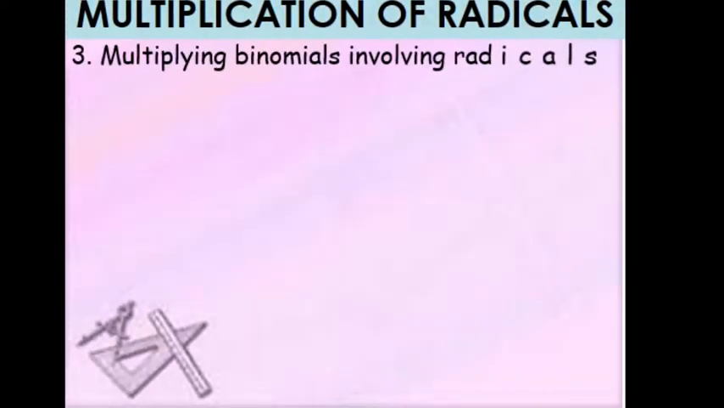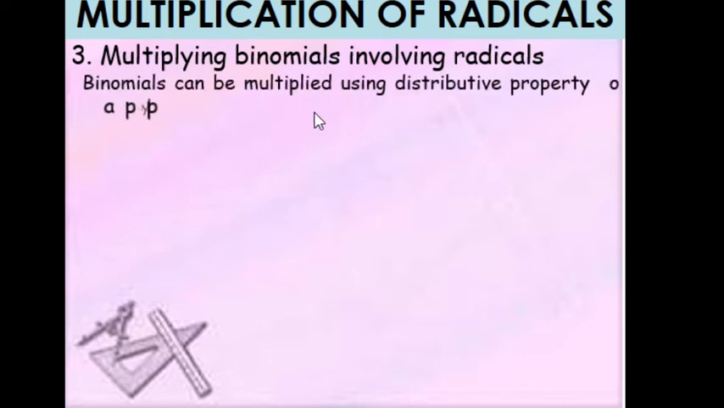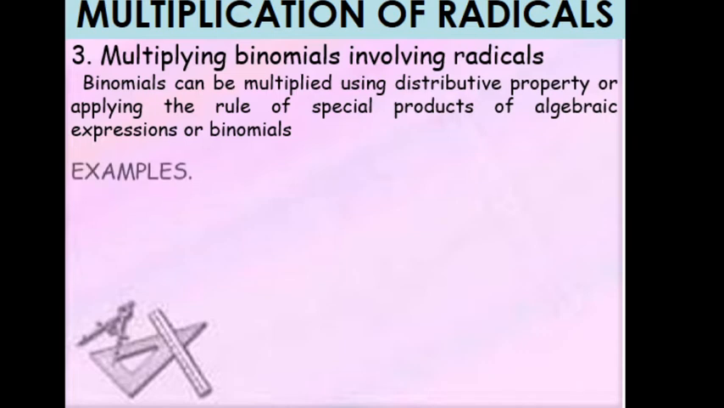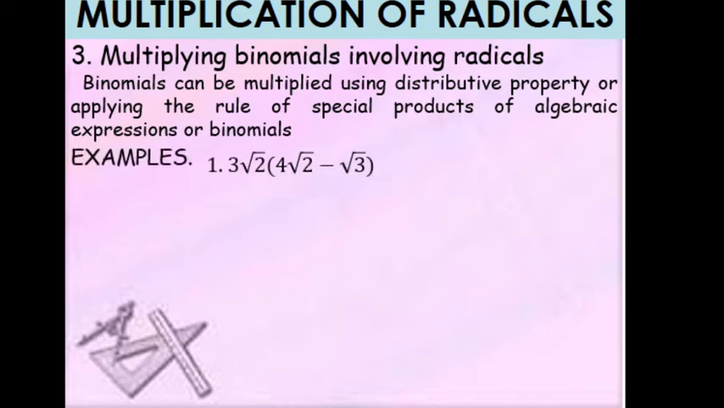Okay, so third case in multiplication of radicands, we have multiplying binomials involving radicals. So kapag sinabing binomials, it consists of two terms. So binomials can be multiplied using distributive property or applying the rule of special products of algebraic expressions or binomial. Okay, so now let us have the example number 1.